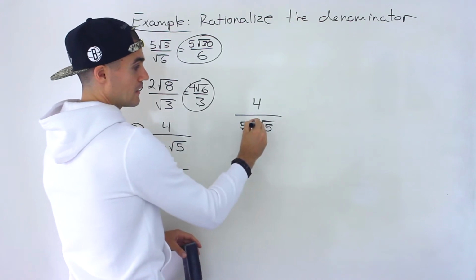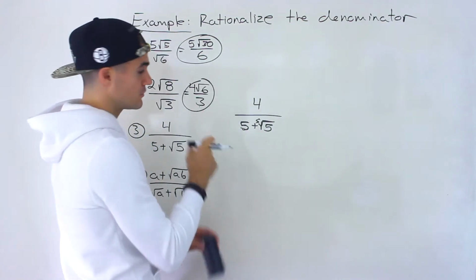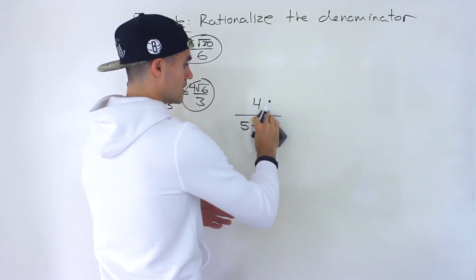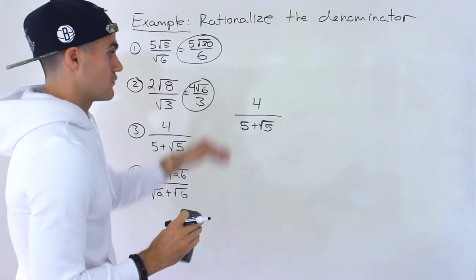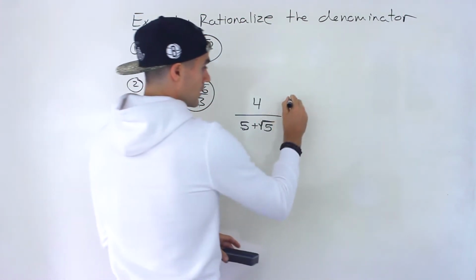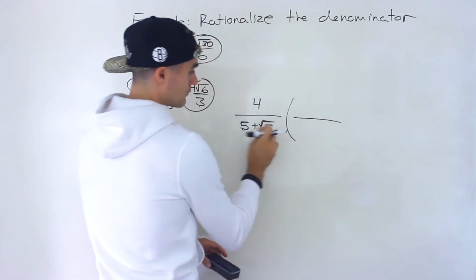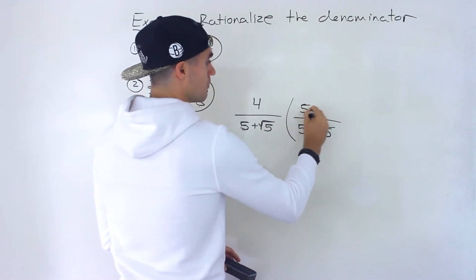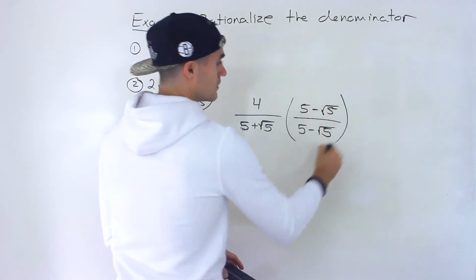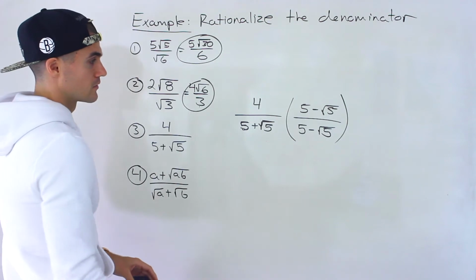If there's a 5 on the outside here, then we could take out the 5 and see if maybe the 4 over 5 simplifies, which it wouldn't, but sometimes it will. But in this case, you just can't simplify this any further. So what we've got to do is multiply this by the conjugate because it's a 2-term, so we'd have to multiply this by 5 minus root 5, like that. We're just changing that sign in the middle.